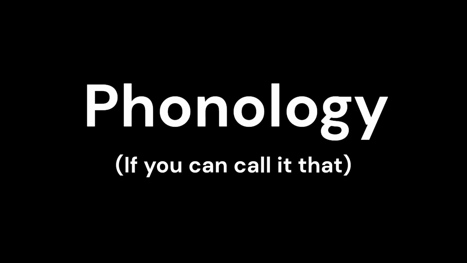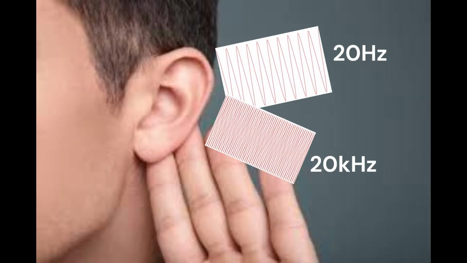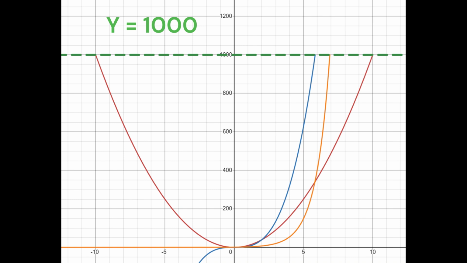The average adult human can hear sounds from around 20 Hz to around 20,000 Hz. However, sounds above 1,500 Hz basically just sound like a high-pitched whine. For this reason, I decided to limit all functions to 1,000 Hz.